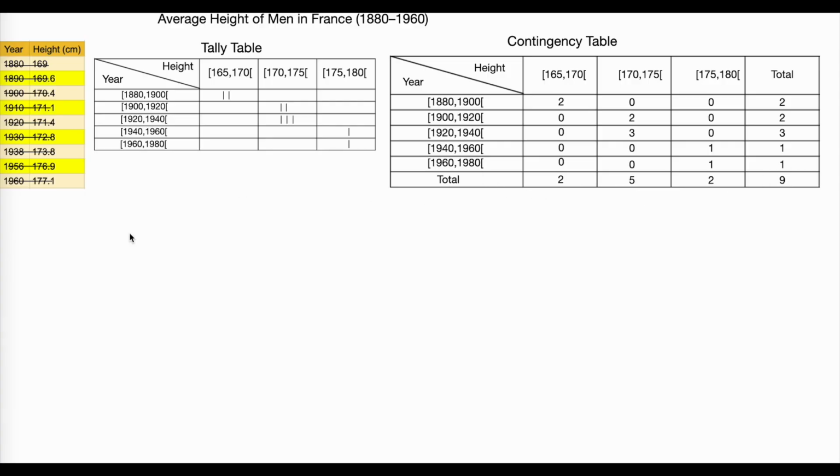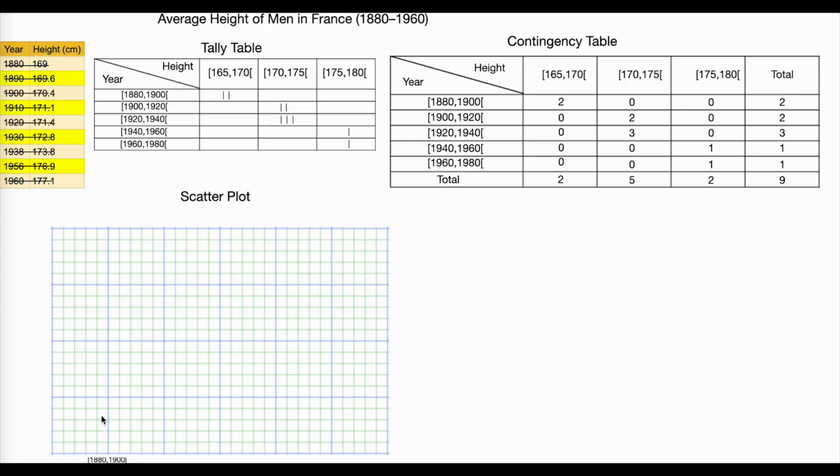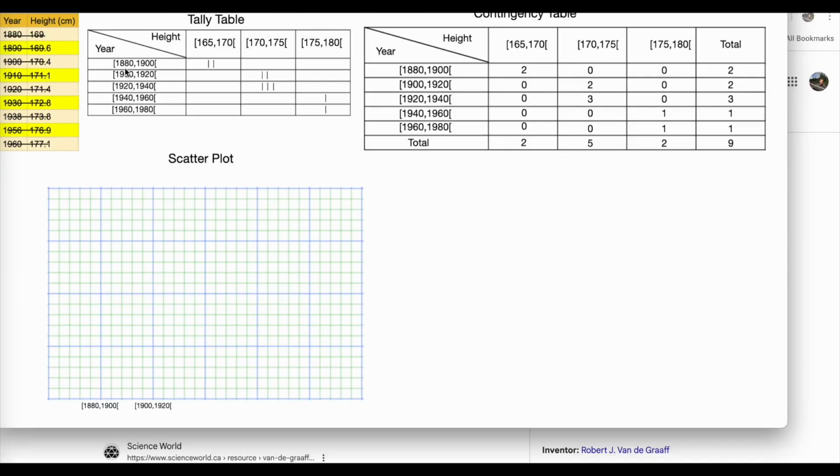Then we want to make a scatter plot based on that. My x's are starting at 1880. I'm putting these dates down: 1880 to 1900, 1900 to 1920, 1920 to 1940, 1940 to 1960, 1960 to 1980. For the heights, I have 165 to 170, 170 to 175, 175 to 180. I've got 2 at 165 to 170 at 1880 to 1900, so right here, I've got 2 dots. Height in centimeters, years. The title of the graph is Scatter Plot of the Average Height of Men in France from 1880 to 1960.